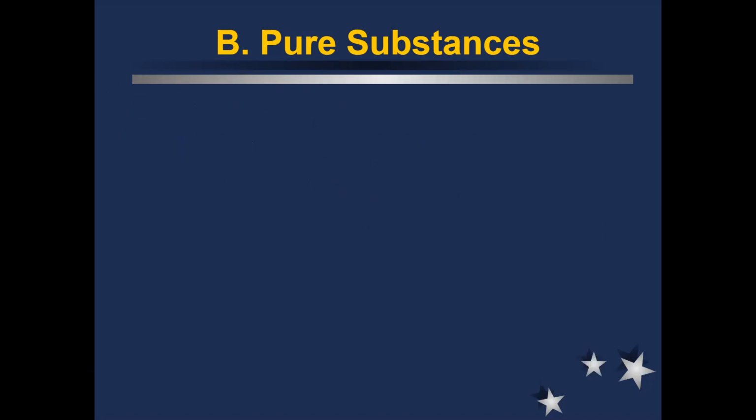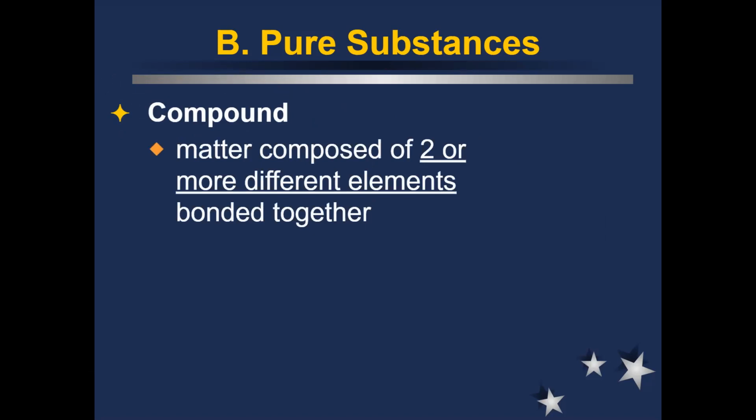So what happens if we don't only have that one element in there? What if there's a couple different ones that are all bonded together? That's where we end up with our compounds. So compounds are when we get two or more different elements bonded together, right? Stuck together either through an ionic bond or a covalent bond, like we were talking about on Tuesday.